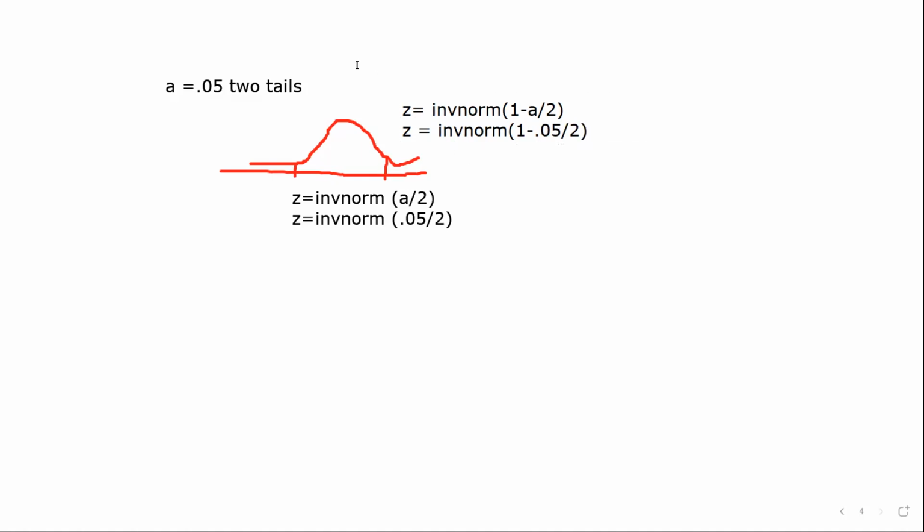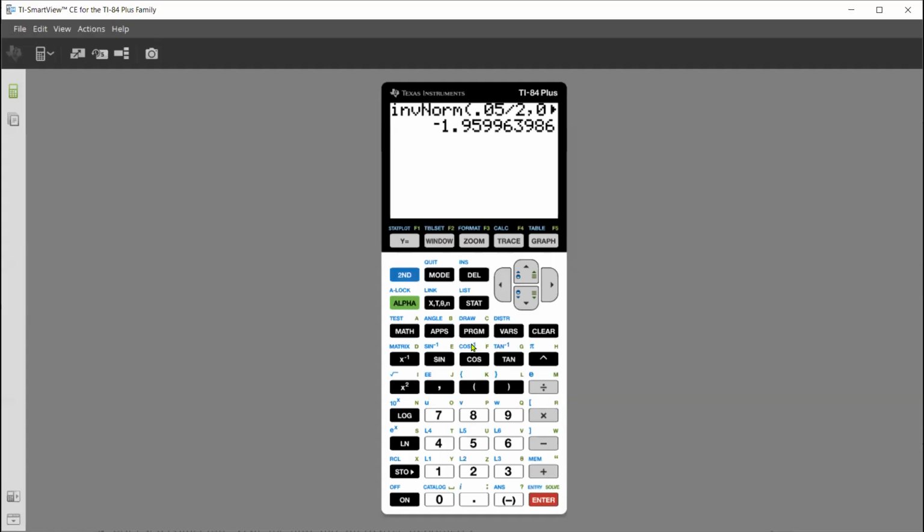So this is going to be, let me go share the calculator and let's do it. This is going to be second distribution, inverse norm, and I'm going to put 1 minus 0.05 divided by 2.